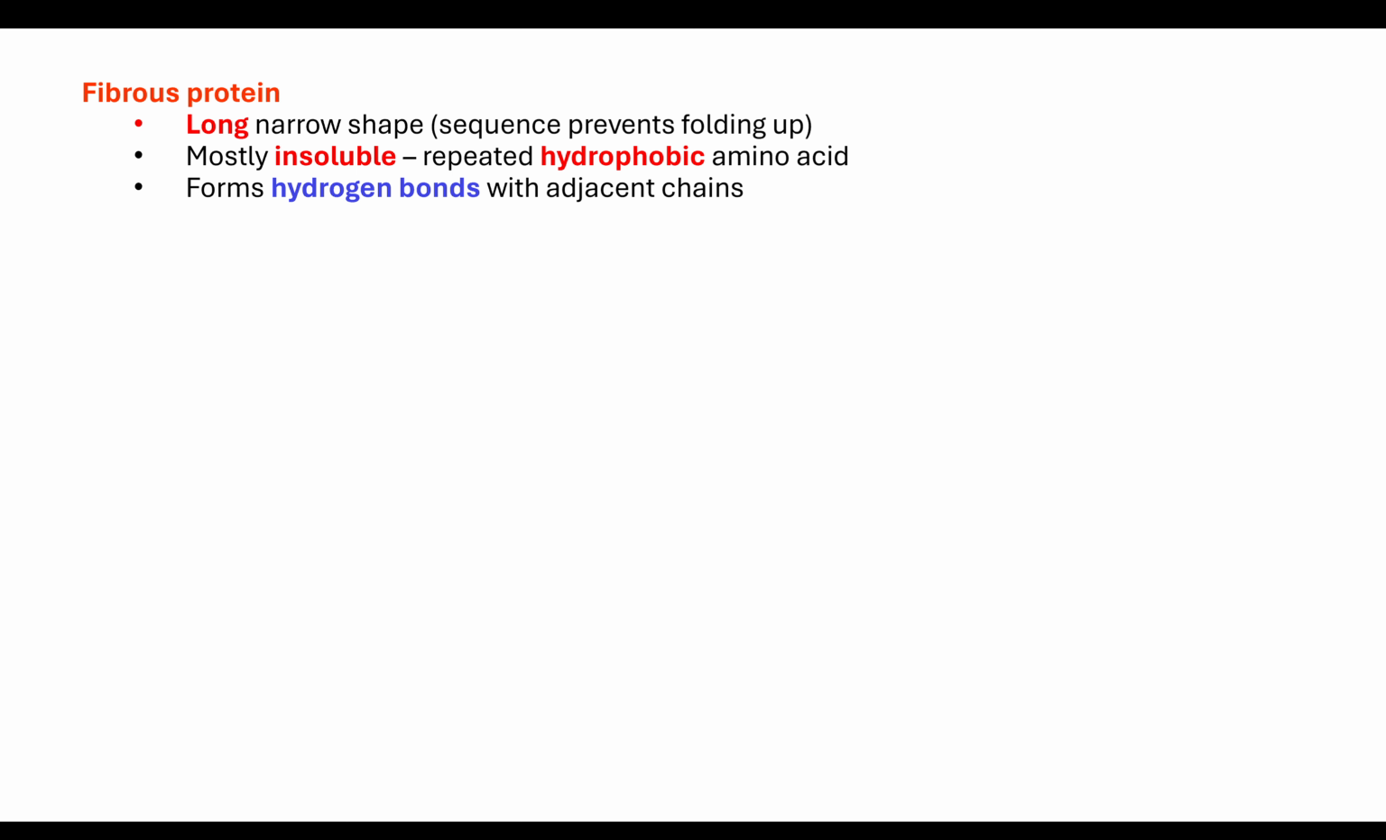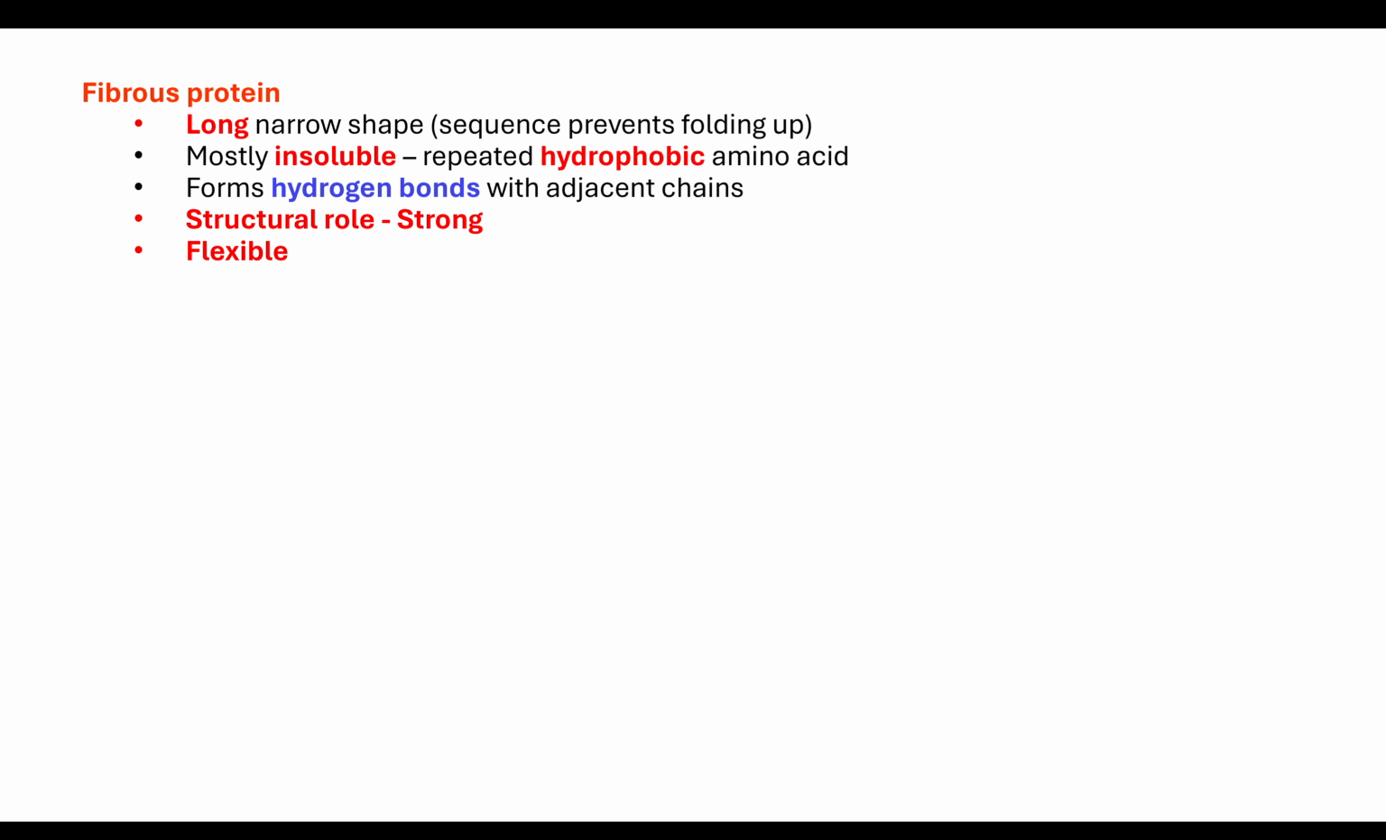Now, they can form hydrogen bonds, not with water. However, the hydrogen bonds that they do form are with adjacent chains. So what you tend to find is the fibrous proteins come with more than one polypeptide chain together. So therefore, it's a quaternary structure. Because you have more than one polypeptide chain coming together, those polypeptide chains are forming hydrogen bonds with each other. Therefore, this is a quaternary structure. Now, they normally have a structural role, so they're normally very strong and they're normally very flexible.